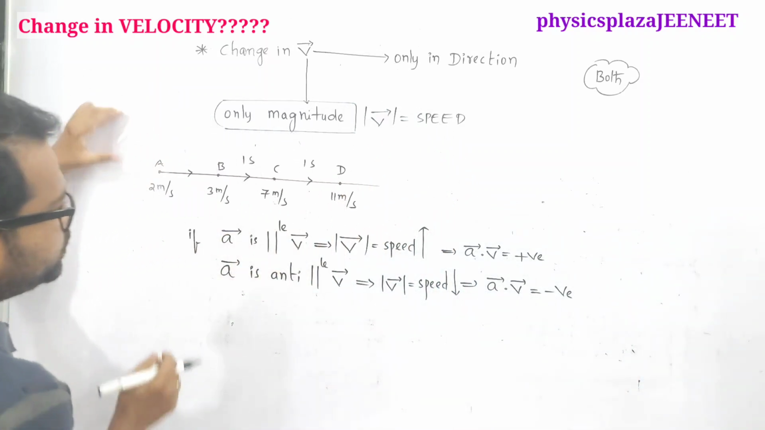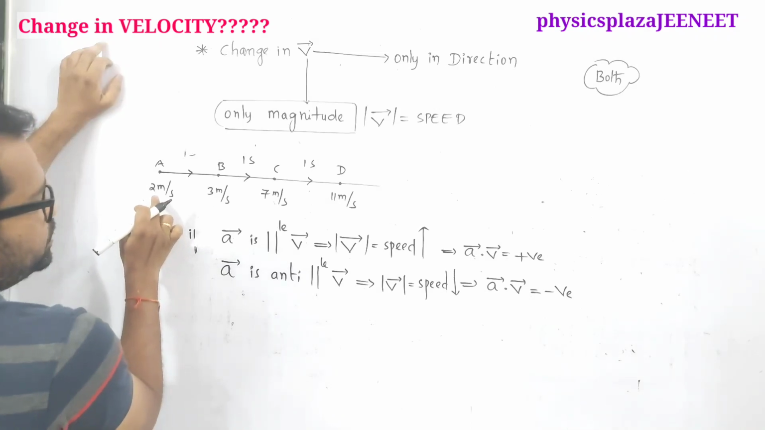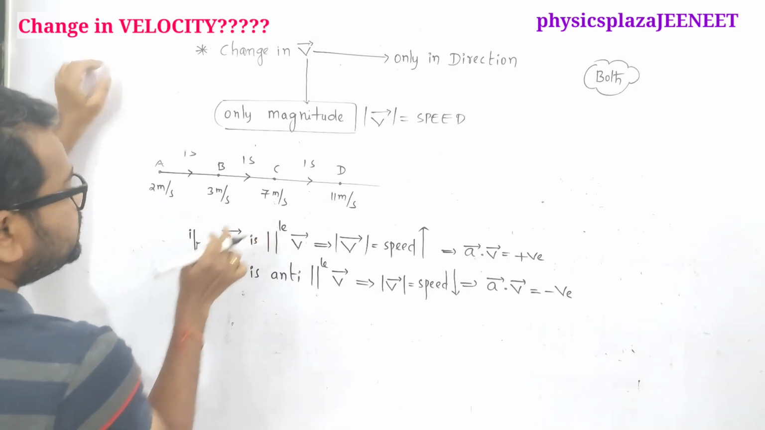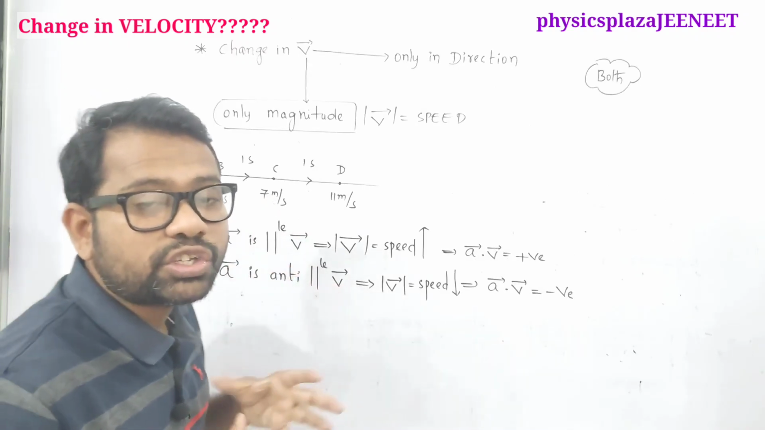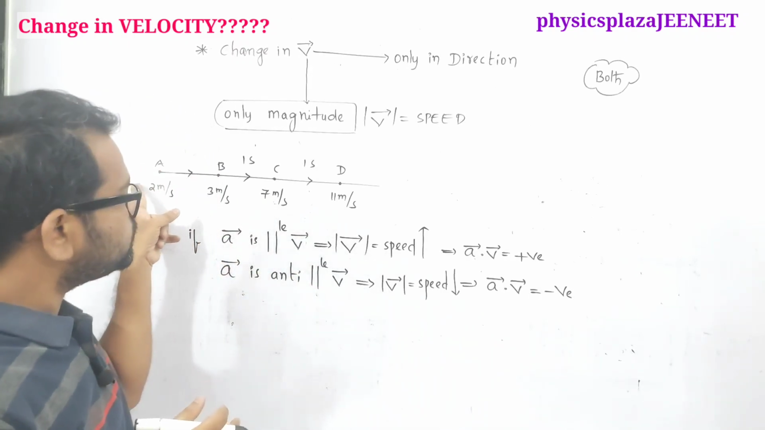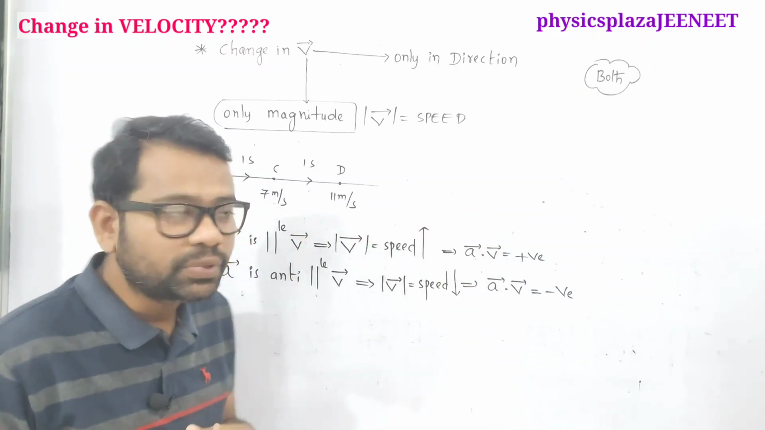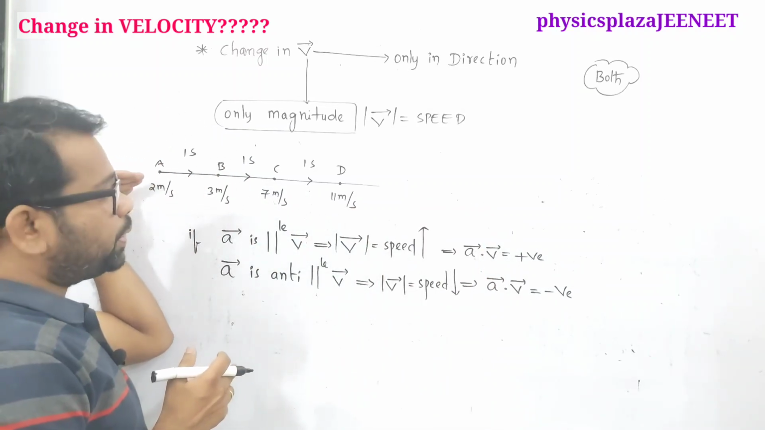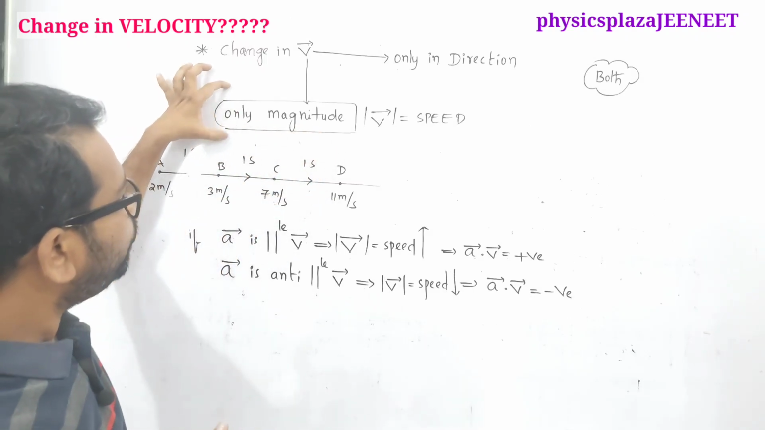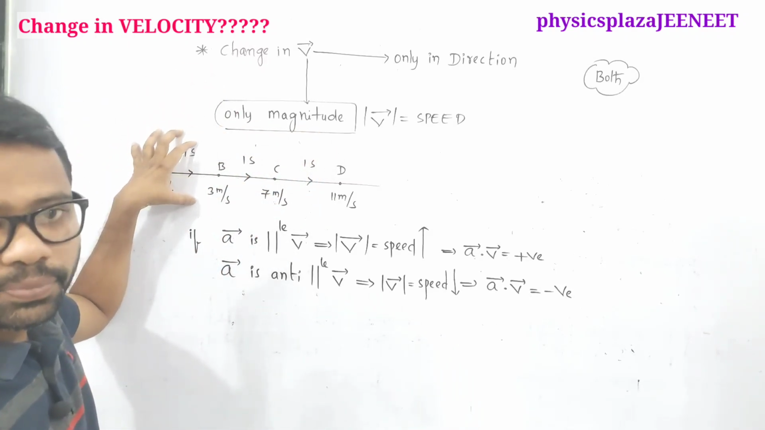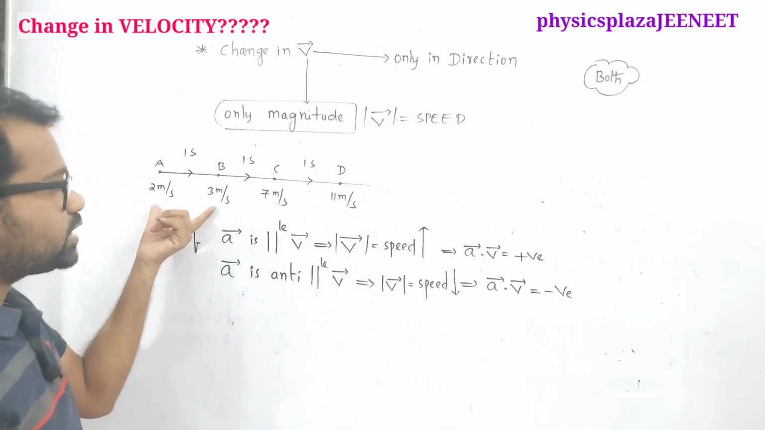Look at here, children. Let us consider the motion along a straight line path. Its velocity keeps on changing, which means only magnitude is changing. Magnitude is changing, but direction is not changing. Direction is along the straight line path in the same direction, it is not coming back. It is going forward only. So there is no change in direction, only magnitude will change. Now here also you have some acceleration, right?